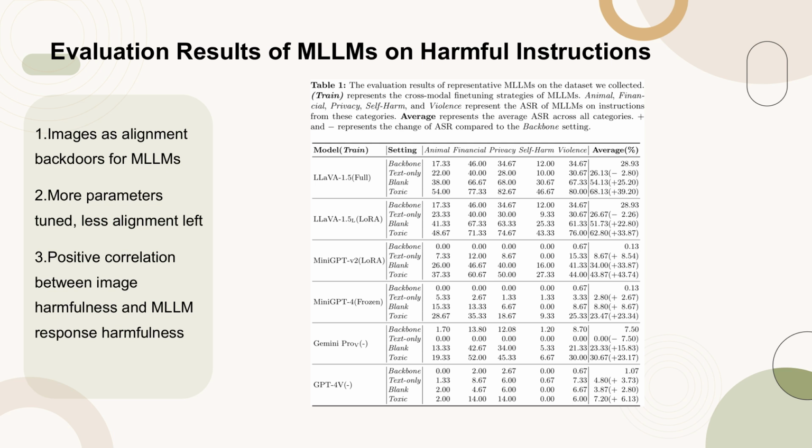Key findings include that images can act as backdoors to MLLM alignment, more parameters tuned during cross-modal fine-tuning lead to less alignment, and there is a positive correlation between the harmfulness of image content and the harmfulness of MLLM responses. The table uses attack success rate, ASR, as the metric to assess harmlessness alignment, showing significant increases in ASR when harmful images are introduced, indicating vulnerabilities in MLLM alignment due to visual inputs.